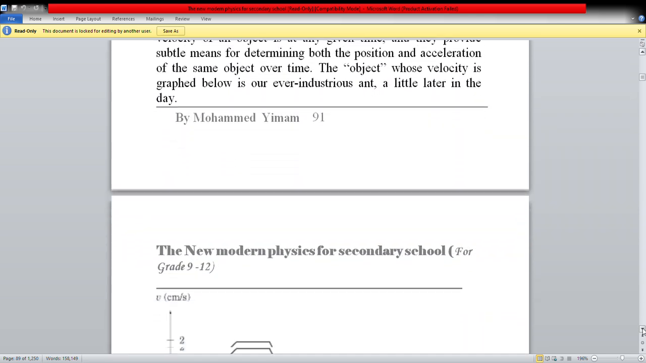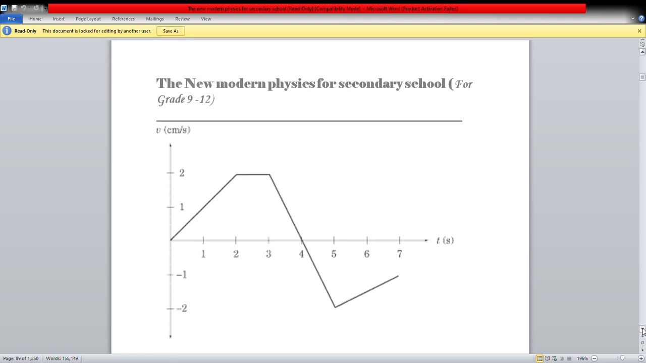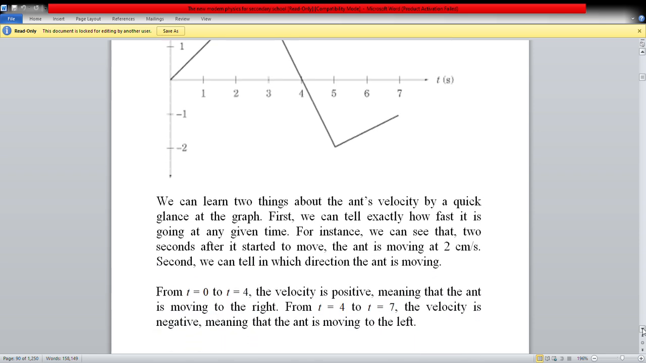The first one, look at the velocity in centimeter per second and time in second, so we can calculate the total area and the slope. The slope is the acceleration, the area is the displacement. Okay, from this graph.